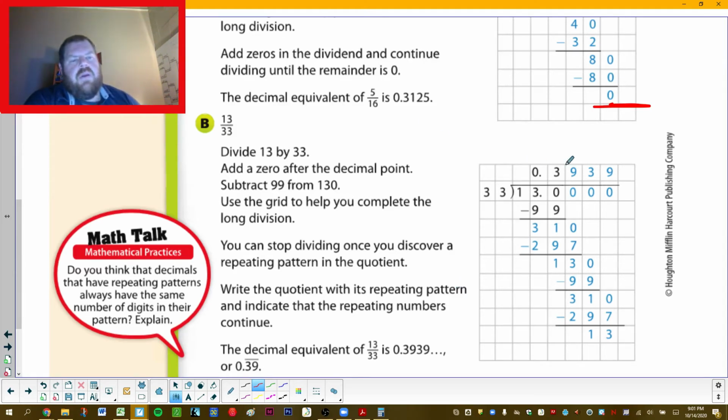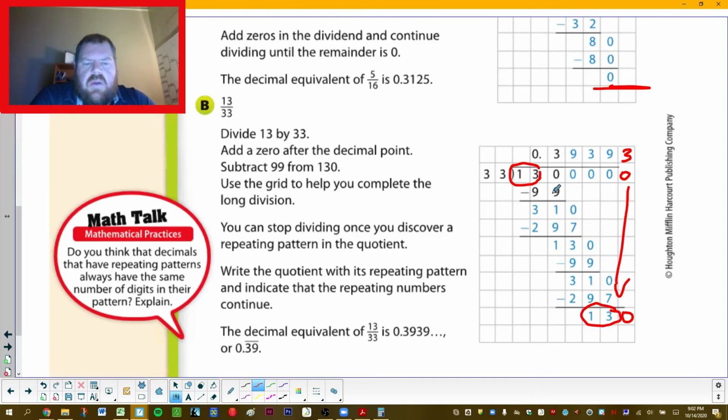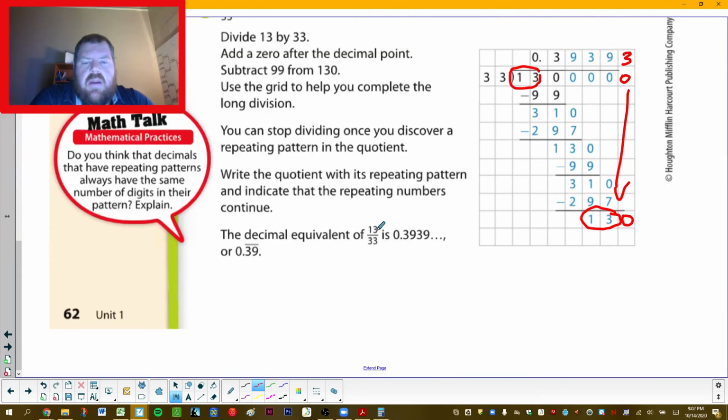And if we look up here, we notice that it's 0.3939. You could do it again, but if you notice, right here we get this 13. And where has that 13 come up before? Well, it came up all the way up here in the original question. Then we had to look at 0, and so here we would drop that 0 down, and it's 130. And 33 goes into 130 3 times, so then we'd have a 3. We should start feeling that repetitive action pretty quickly. And so really this decimal equivalent is 0.39 repeated.